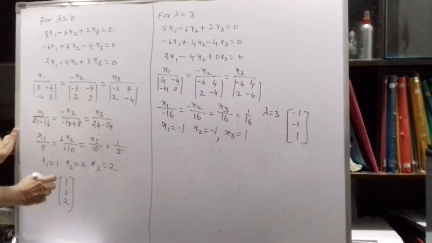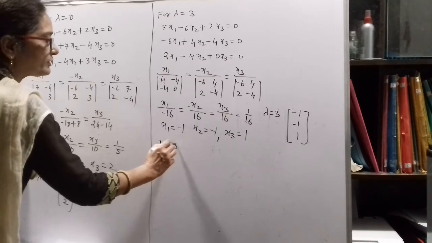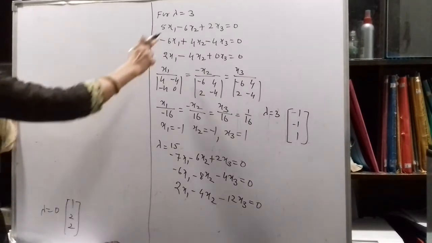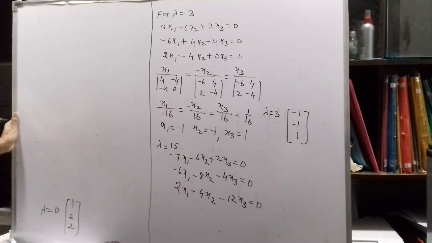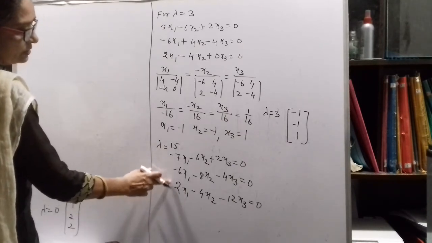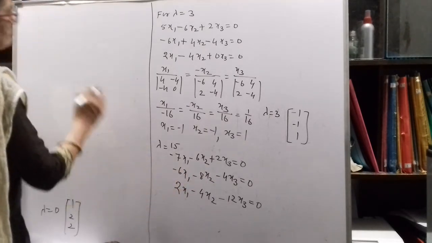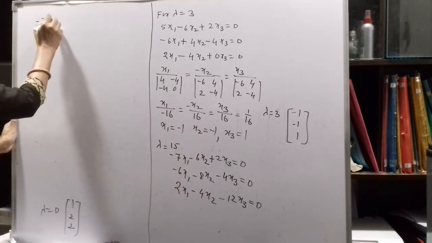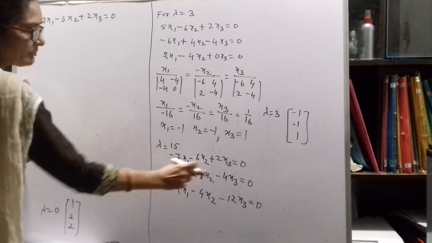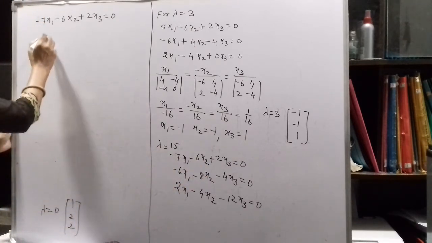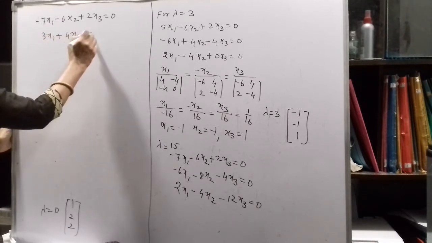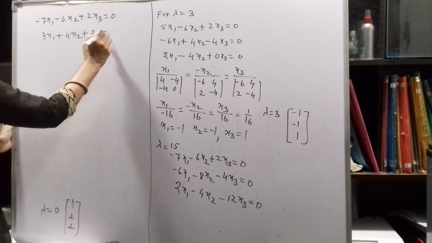So next is corresponding to the value of lambda is equal to 15. If we put lambda is equal to 15 in the characteristic equation, we get these 3 equations. Again we can simplify these equations, so we get minus 7x1 minus 6x2 plus 2x3 is equal to 0. We can divide it by minus 2, so we will get 3x1 plus 4x2 plus 2x3 is equal to 0.